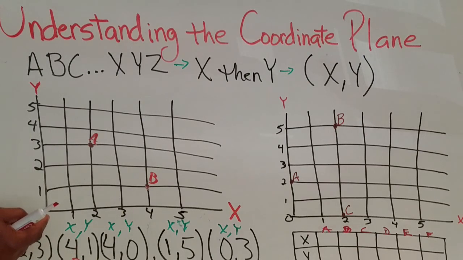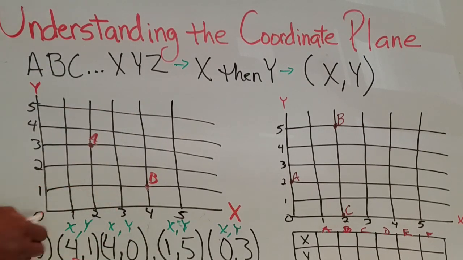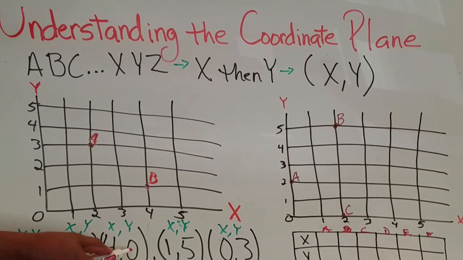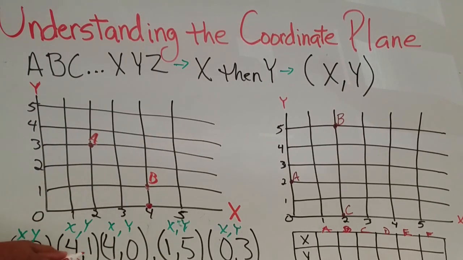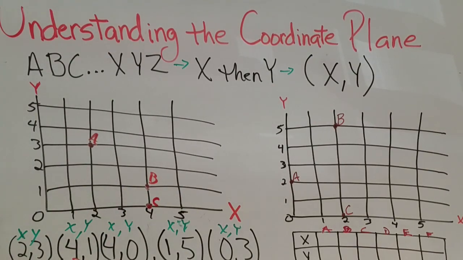What's 0? That means none. We're not going to go up any at all. Go over 4: 1, 2, 3, 4, and go up 0. That means don't go up. Stay right there. We're going to call that C. It's right on that line. I think you're starting to get it now.